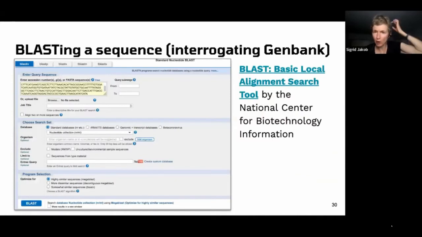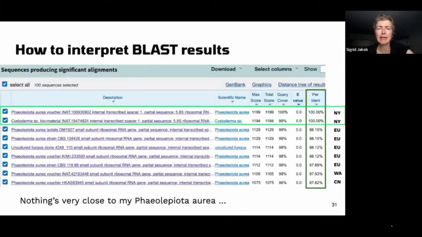And then you go over to a website called Genbank. It has an engine called BLAST. It stands for Basic Local Alignment Search Tool. Super easy to use, like a child can use it. It's Google for sequences. You pop in your sequences, you push the blue BLAST button, and it'll spit out something like this. So this is for my Phaeolepiota aurea.